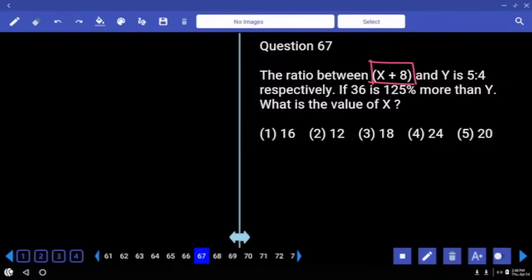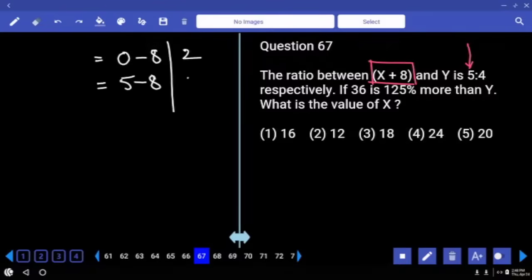Here we have x plus 8. X plus 8 is equal to how many parts? 5 parts ends with either 0 or 5, correct? And this value is equal to x plus 8 కదా. మాట్లాడండి. ఈ 8 నెట్ పంపిస్తే x is equal to -8, -8. That means possibility 2, possibility 7. X must end with either 2 or 7, only 2 possibilities.